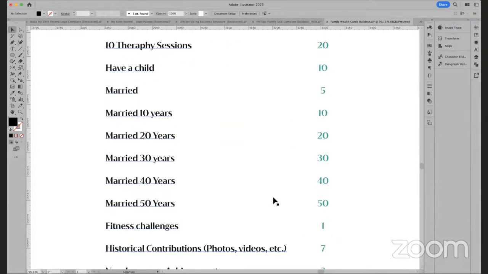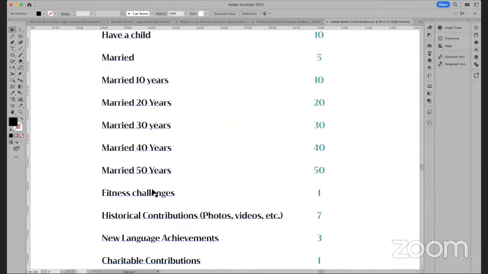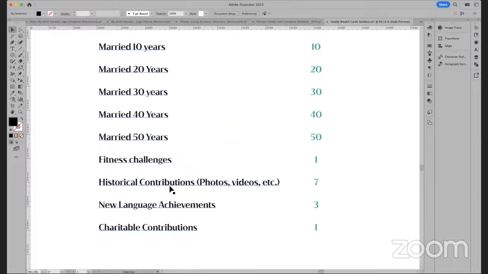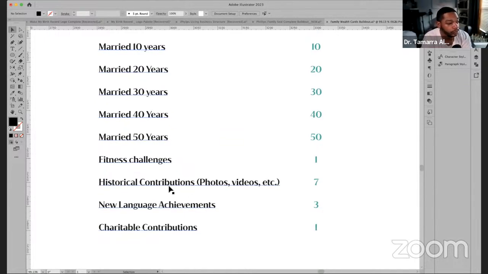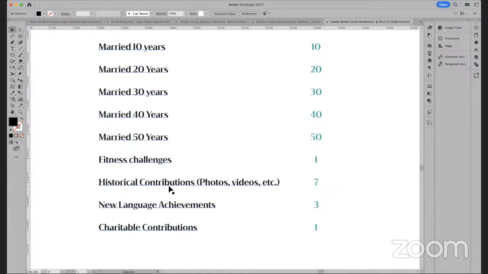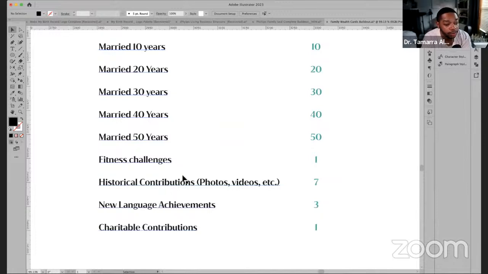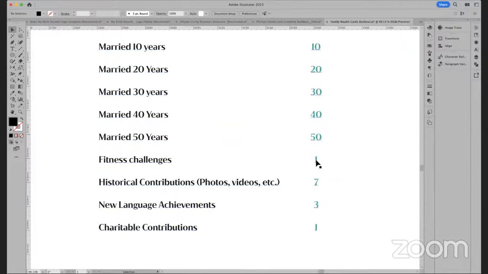The longer you're married, the more points you get. We want our family members to be in shape and contributing to historical stuff. Hey, you got any pictures of great granddad? Anybody got pictures? We'll give you points for it. Fitness challenges should be a higher number. I thought so, because I just said it ain't appealing.